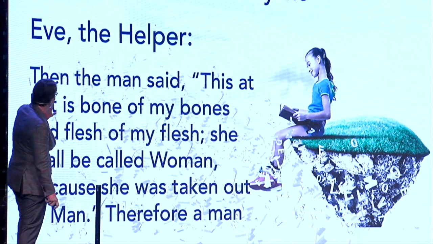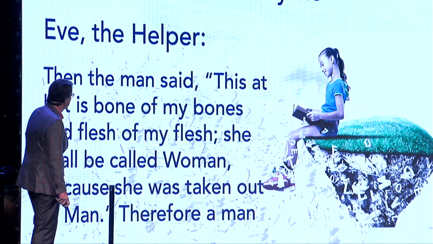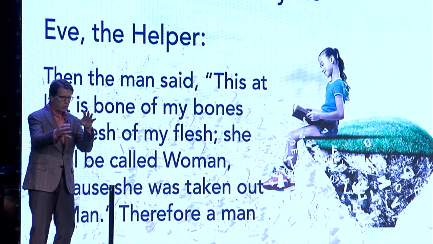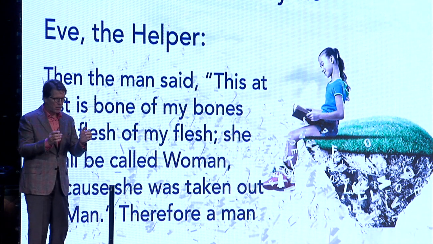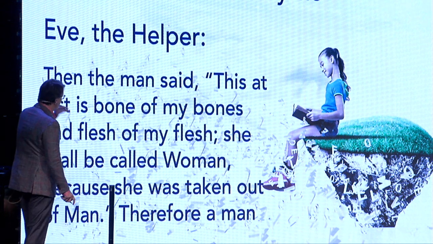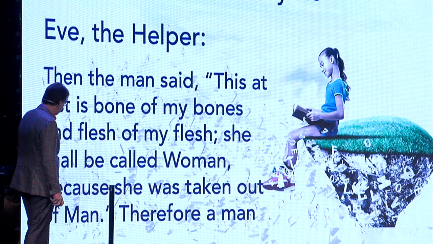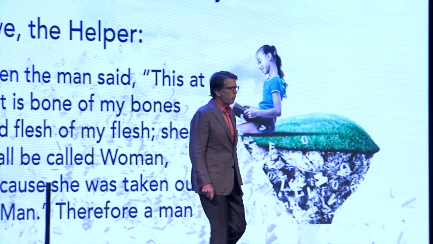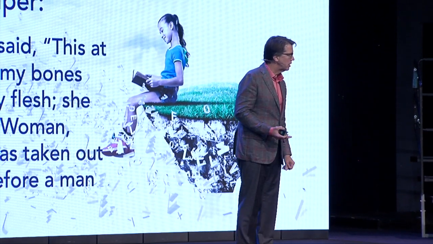Then the man said, this at last is bone of my bones, flesh of my flesh. See, Hebrew poetry would put things in phrases that are parallel to each other. So bone of my bones, parallel by flesh of my flesh. She shall be called woman because she was taken out of man. Now, we lose that in the English.